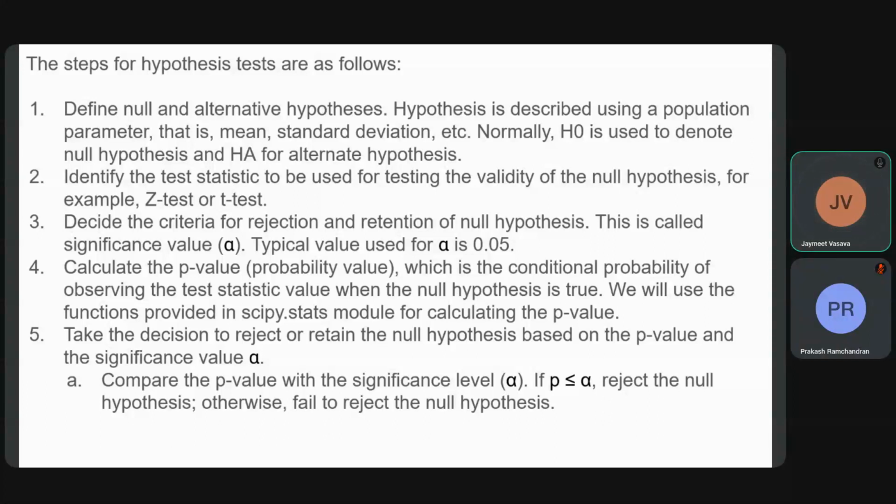Hypotheses are described using population parameters, that is mean, standard deviation, etc. Normally H0 is used to denote the null hypothesis and HA or H1 for the alternative hypothesis. Then identify the test statistic to be used for testing the validity of the null hypothesis. For example, there will be Z test or T test and other kinds of tests that we are going to discuss in this session.